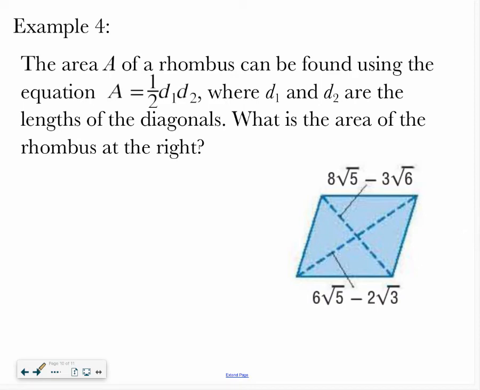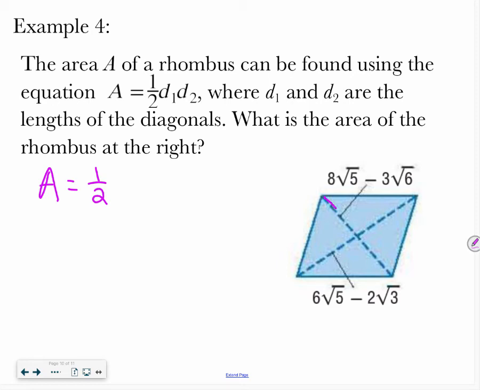Alright, now we're going to talk about the area of a rhombus, which can be found using the equation A equals 1/2 D1 times D2, where D1 and D2 are the lengths of the diagonals. Sorry, I shouldn't have said diameter. That's circles. What is the area of the rhombus at the right?